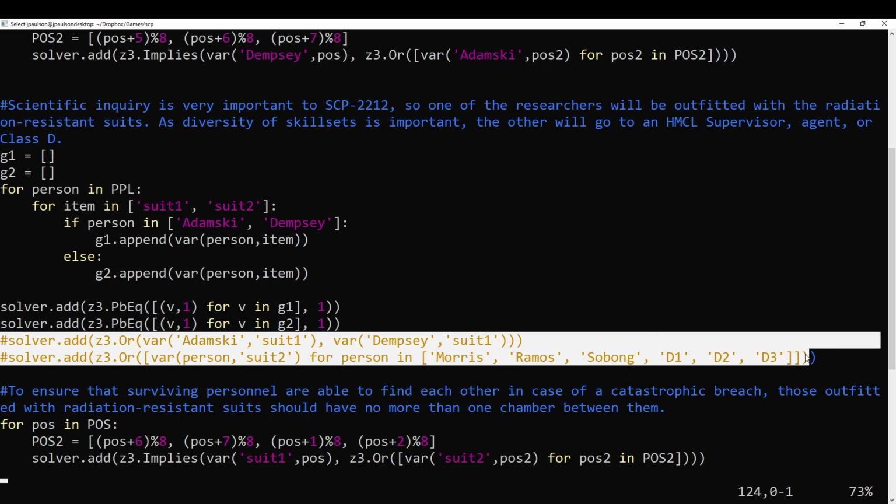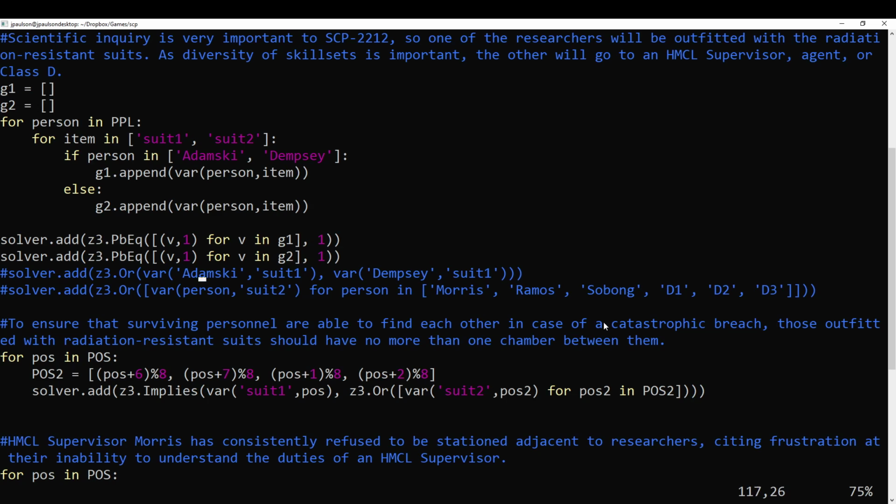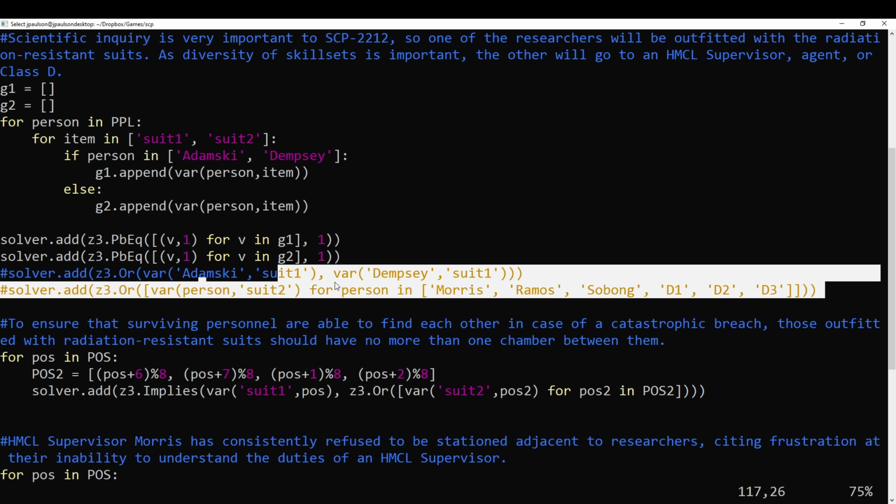This is an alternate way of putting it that I did before. This one isn't actually quite right because you don't know who's going to get suit 1 or suit 2.